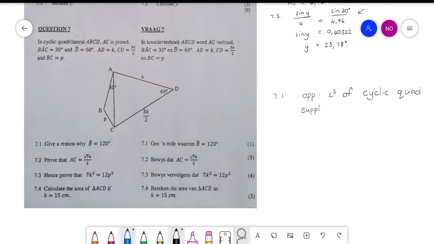It's not the center. If it's a cyclic quad, it means the circle goes like this. Opposite angles of a cyclic quad. Because what does it say? It says the opposite angles are supplementary.